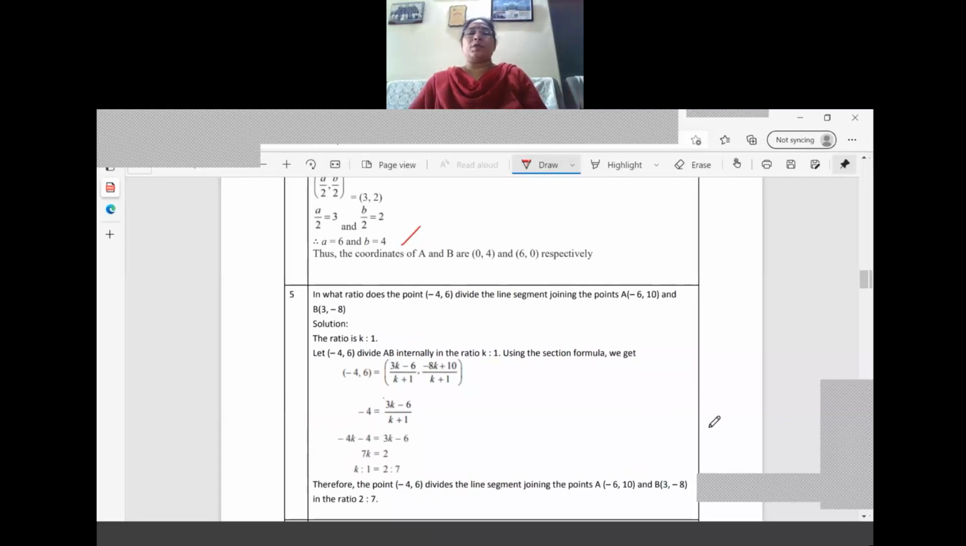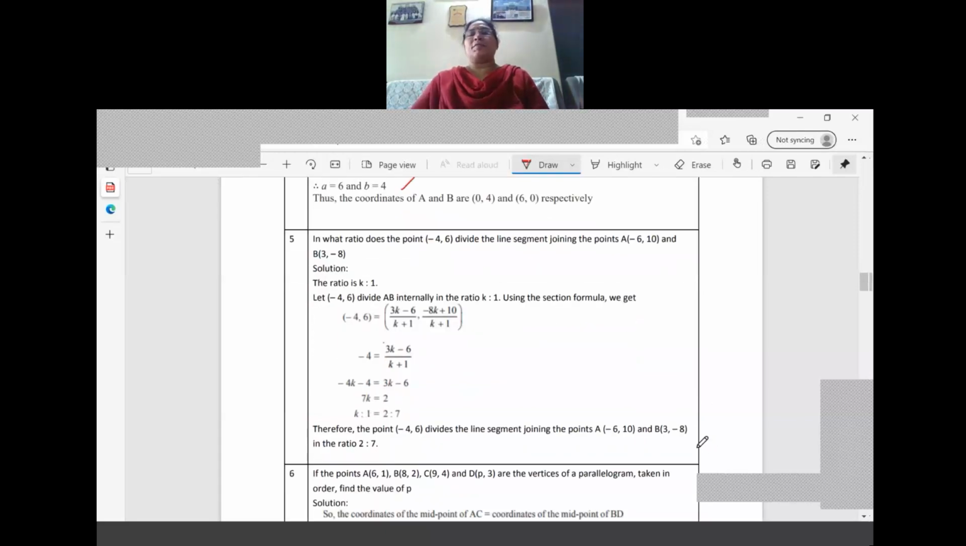In what ratio does the point minus 4 comma 6 divide the line segment A minus 6 comma 10 and B 3 comma minus 8? So the question asks for the ratio only. Based on the textbook, we should take k is to 1 only. So k is to 1, when we are applying, we know the formula here. The ratio will be k is to 1 only.